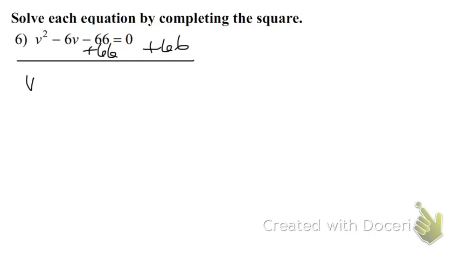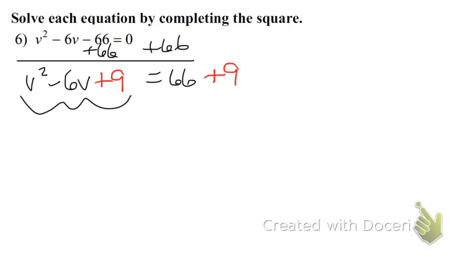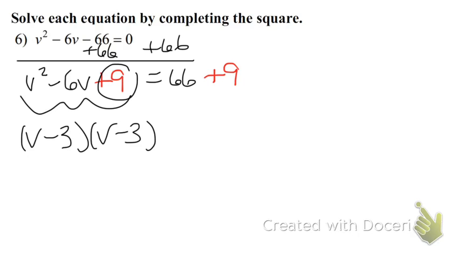So v squared minus 6v, leave some space, is equal to 66. Complete the square. Half of 6 is 3, and 3 squared is 9. Add 9 to both sides. Factor. Find two numbers that multiply to a positive 9 and add to a negative 6. And that would be negative 3 and negative 3.